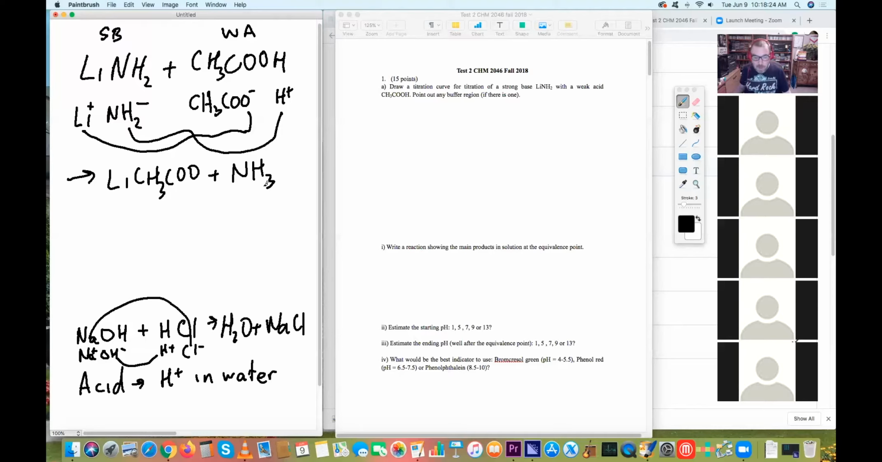And what we're looking at here is, it says, what would be the best indicator to use? And the best indicator will generally bracket the equivalence point. Now, if you remember what the equivalence point was for the previous one, we started at 13, we went to 5, the equivalence point was 9. So the best indicator here would be probably phenolphthalein, because that brackets the equivalence point. But you'll have that list there in front of you. You don't have to memorize that. It's just a matter of knowing where the equivalence point is for that question. Does anybody have any questions?